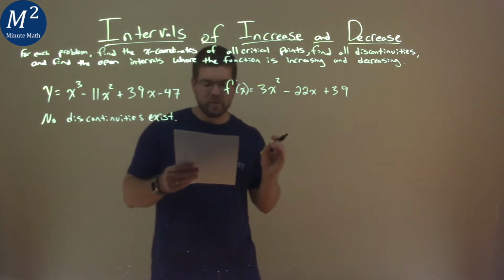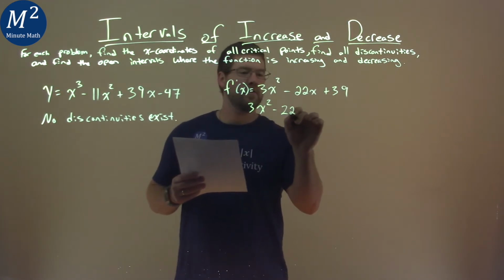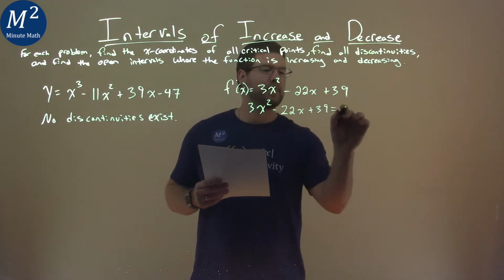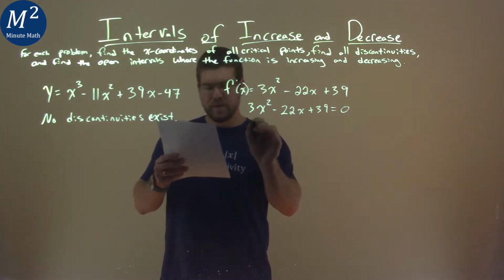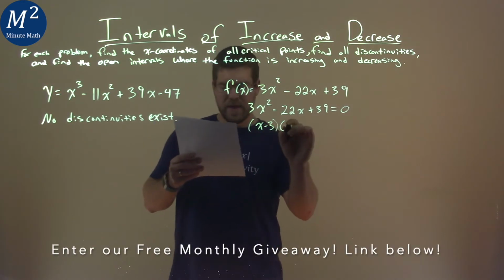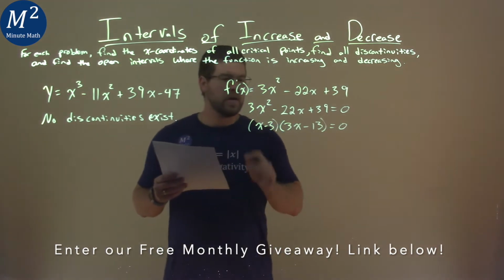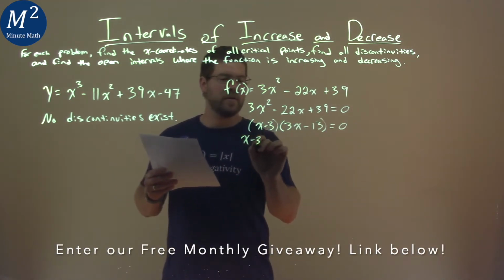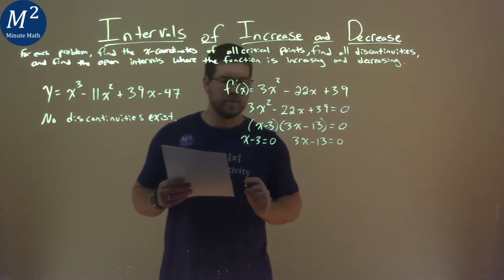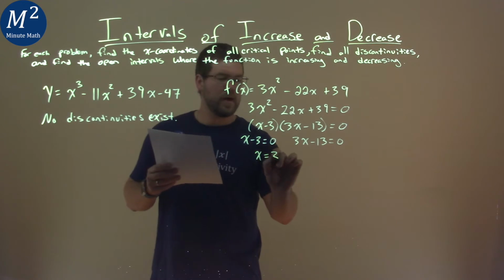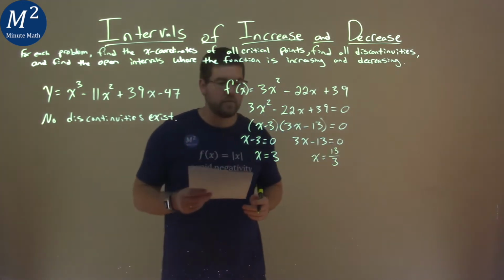From there, we set that derivative equal to 0, and we have to solve for x. 3x squared minus 22x plus 39 equals 0. And let's solve. Now, this factors out to be an x minus 3 and a 3x minus 13. It's equal to 0. Solve each part, so we set them equal to 0. X minus 3 equals 0, and 3x minus 13 equals 0. Solving, we have x equals a positive 3, and this one becomes x equals 13 over 3 as a fraction.